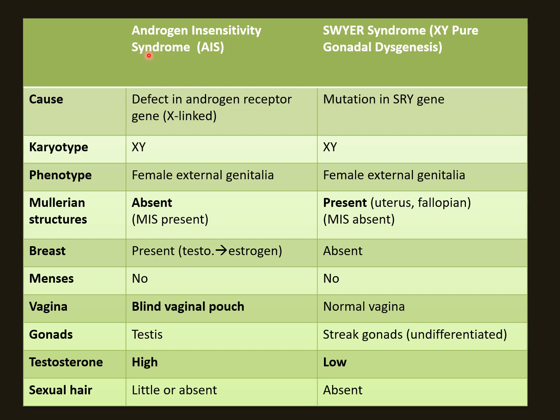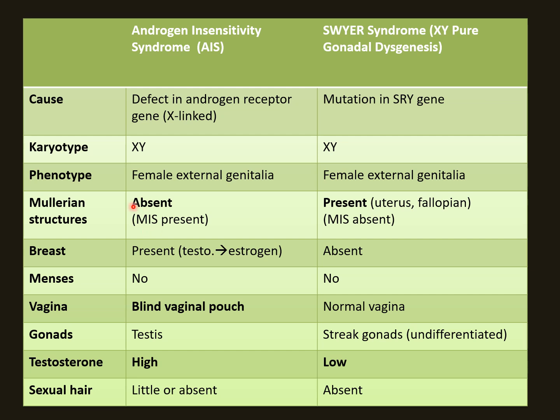This table is to make it easy to know the difference between androgen insensitivity syndrome and Swyer syndrome, XY pure gonadal dysgenesis. The cause in androgen insensitivity is a defect in the androgen receptor, and it is X-linked. Here in Swyer, it is a mutation in the SRY gene. Karyotype in both is XY. Phenotype, both of them have female external genitalia. Mullerian structure is the difference here. Mullerian structures will be absent in androgen insensitivity. Why? Because they have healthy Sertoli cells, which will produce MIS, Mullerian inhibiting substance.